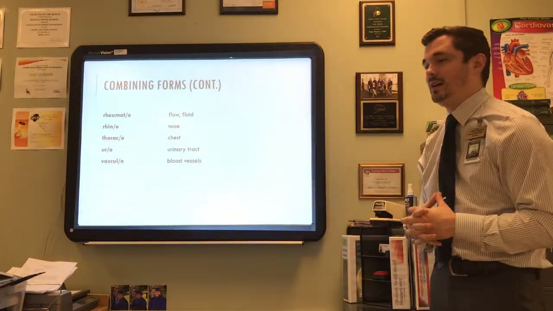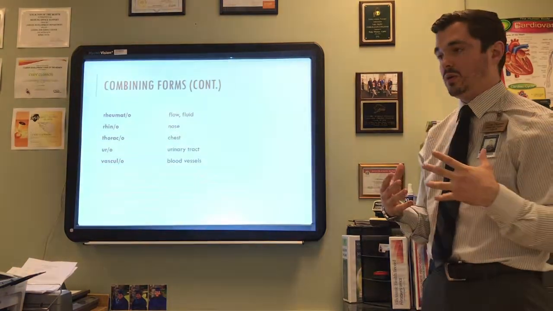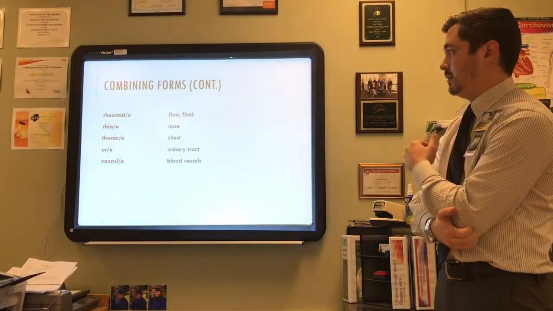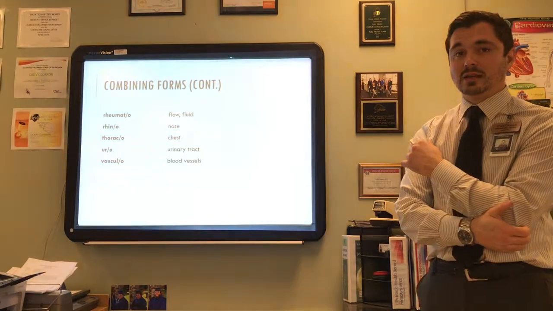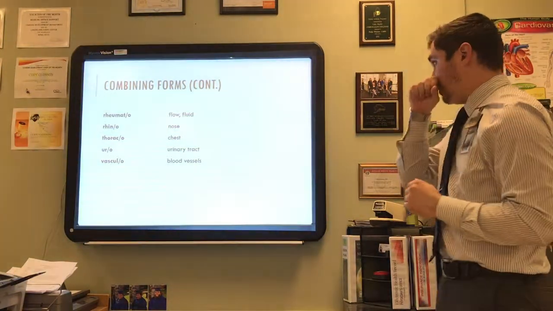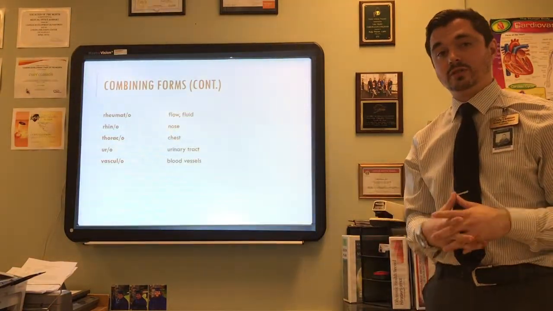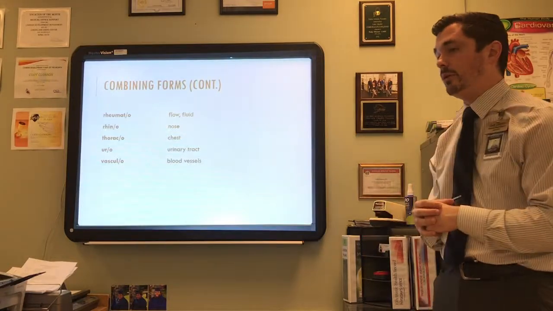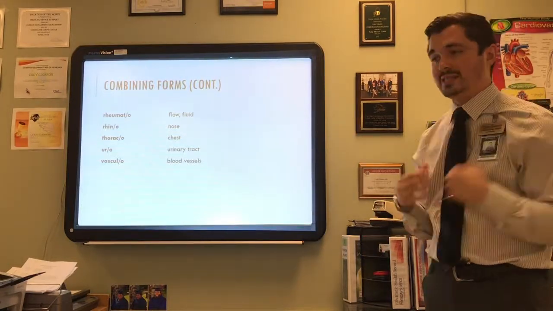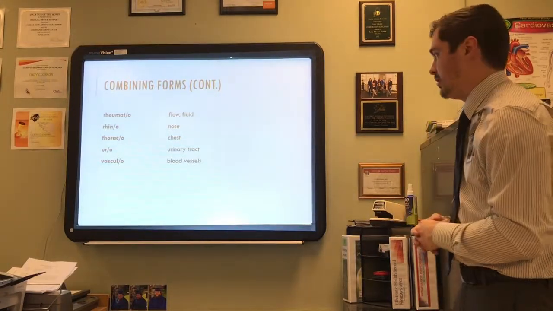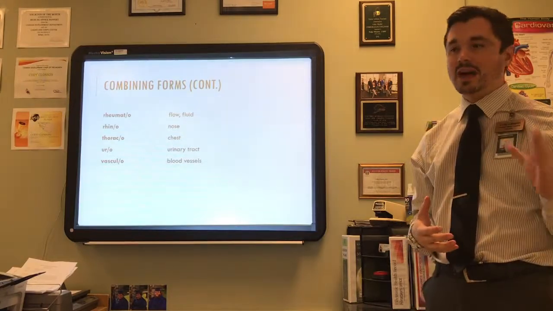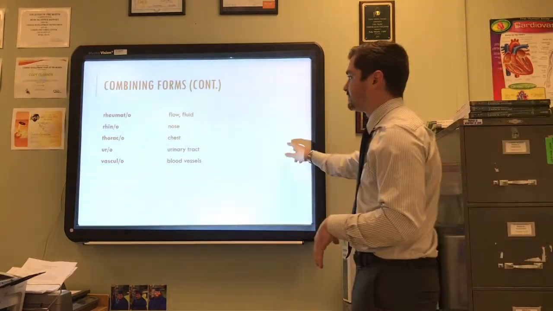Rheumat deals with the flow or fluid. Okay. If you have rheumatoid arthritis, that has to do with this. Rhino is your nose. So if you have a rhinoplasty, you got a nose job. Thorax is your chest cavity. Uro is your urinary tract, and vascul is your blood vessels.